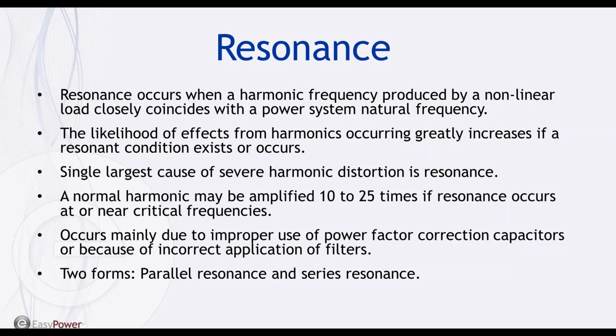A normal harmonic may be amplified 10 to 25 times if resonance occurs at or near critical frequencies. Resonance occurs mainly due to improper use of power factor correction capacitors or because of incorrect application of filters. There are two forms of system resonance: parallel resonance and series resonance, and we'll talk about those.